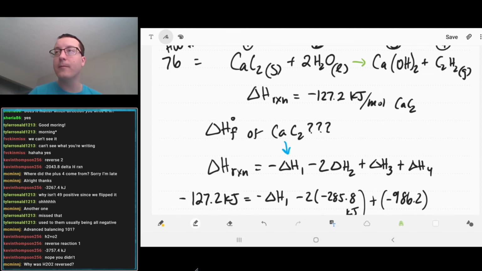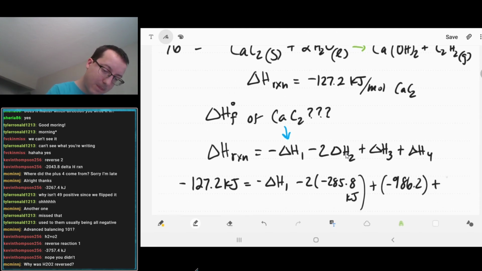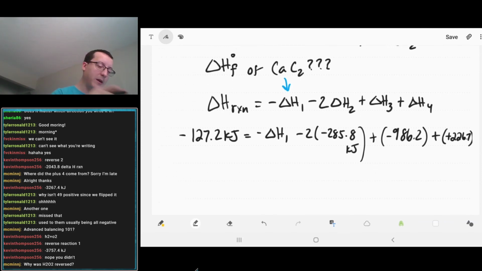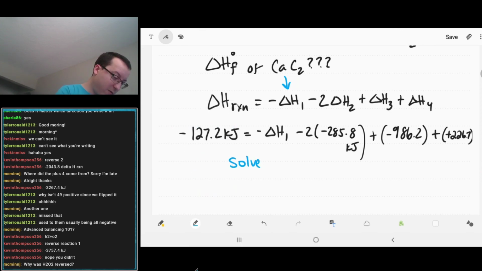So that's carbon. That's acetylene gas. Is positive 226.7. These are all kilojoules, so I'm just going to omit the units. I hope that's okay. And so all we have to do is solve for delta H1, which I'm sure Kevin has already done.